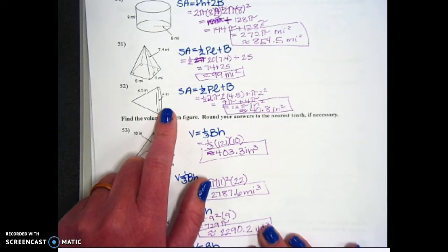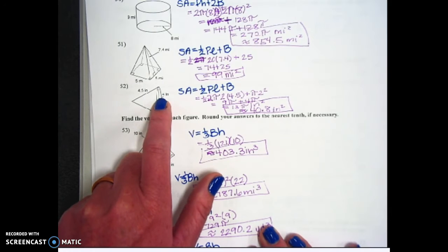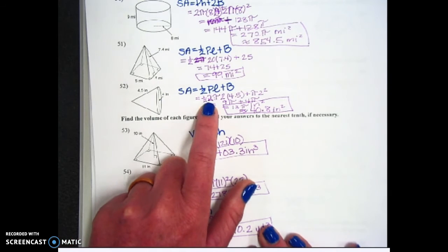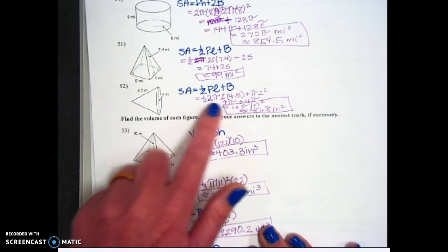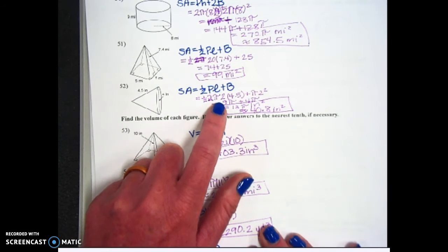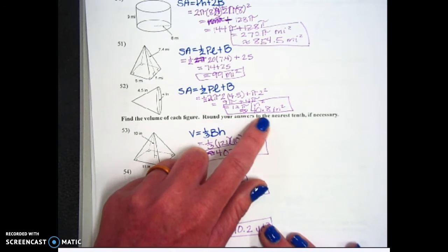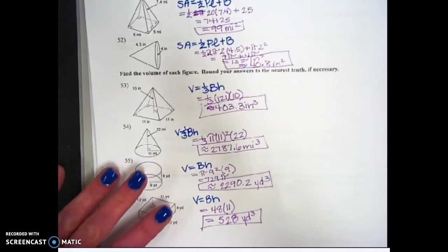Number 52, we've got a cone turned on its side, and they give us the whole diameter, so I just took the radius of 2 and then plugged it into the formula and that slant height. So what do we got? 13 pi. Multiply it by the pi button, we get 40.8 inches squared.